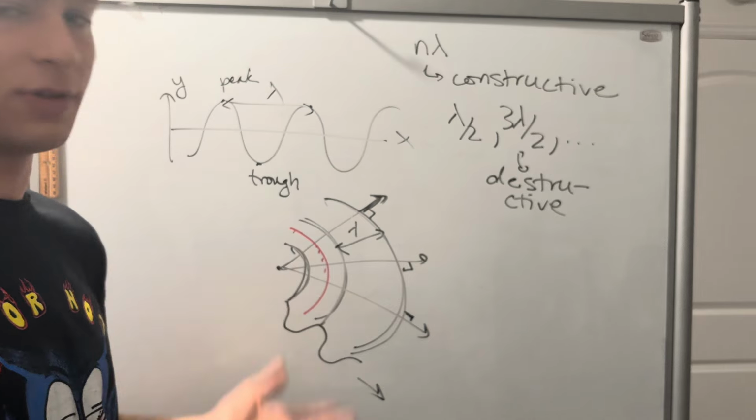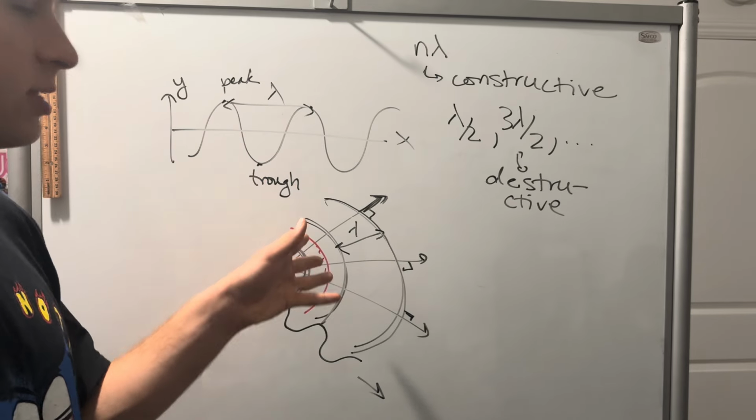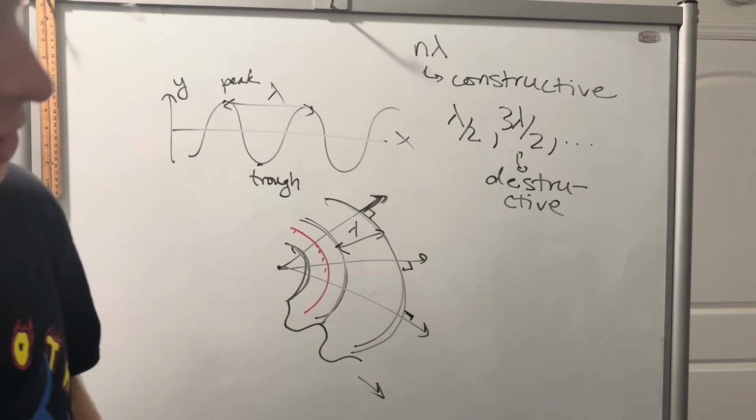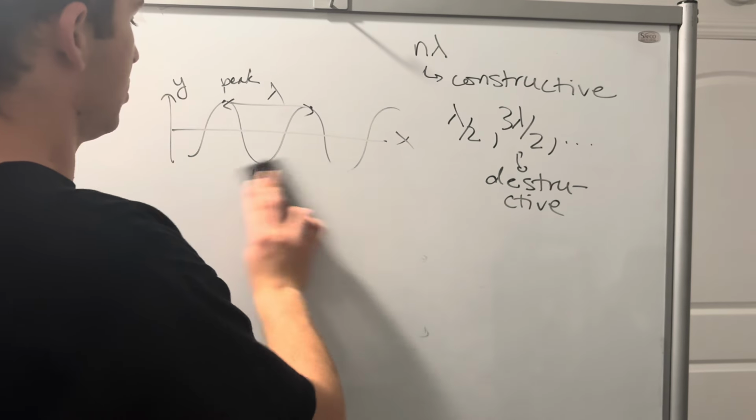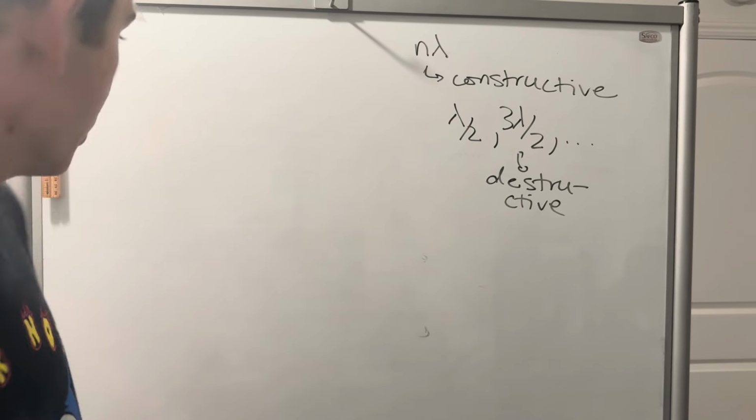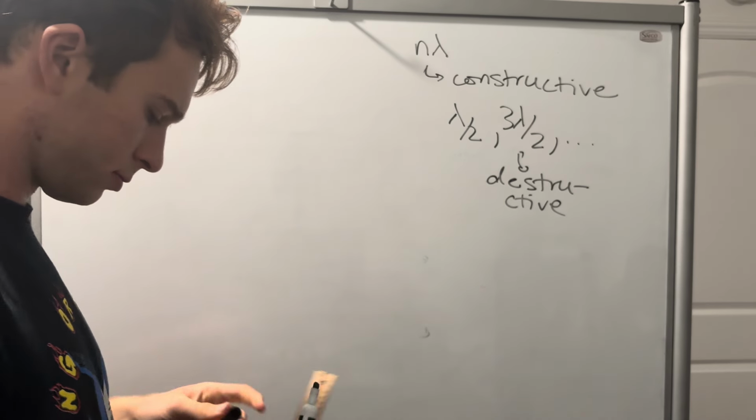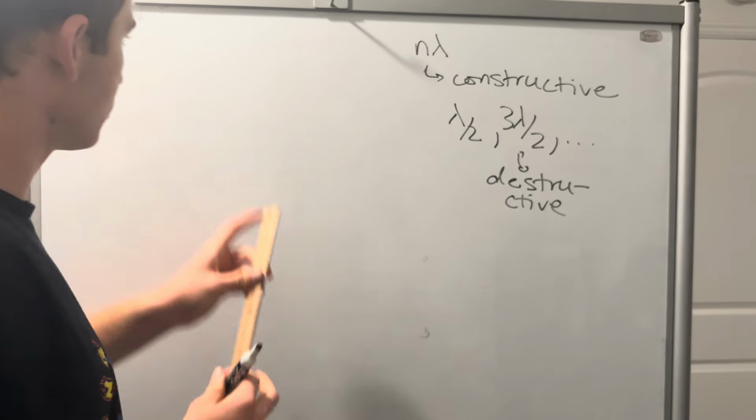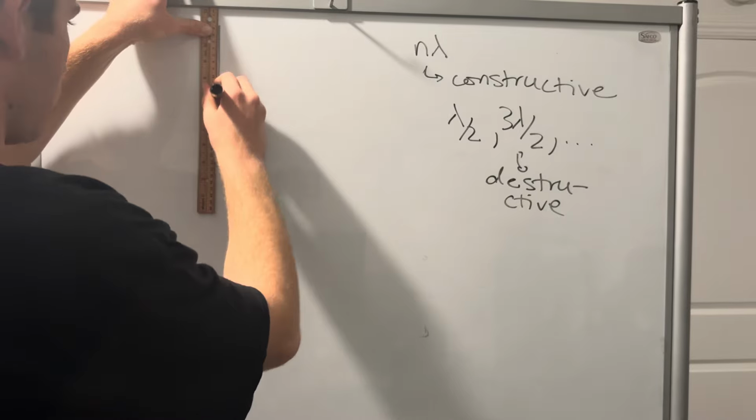So now that I've introduced that idea of a plane wave and how the peaks, troughs, and wavelengths relate to that, now I'm going to set up the double slit experiment. So, I'll use a ruler so I can get some straight lines. Let's say I have a wall right here.